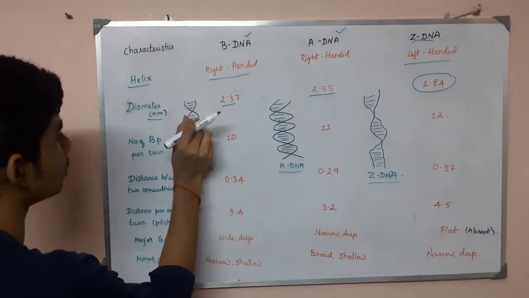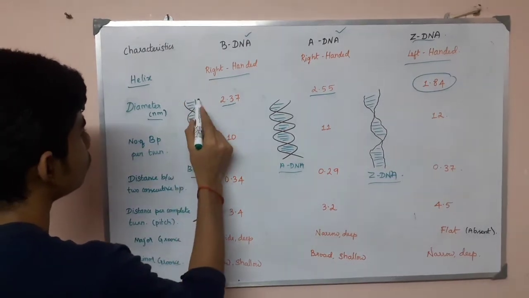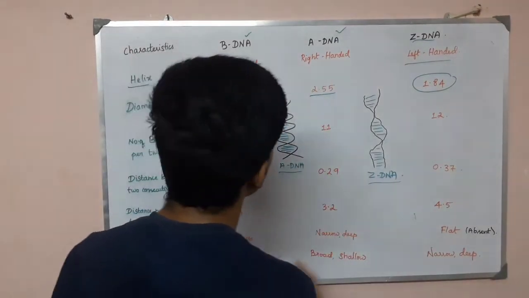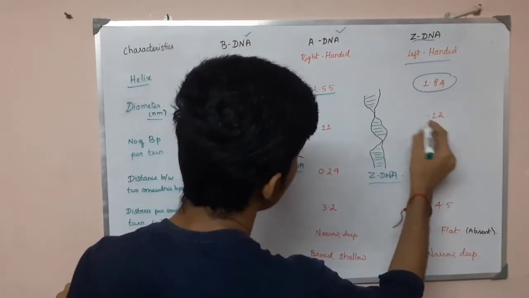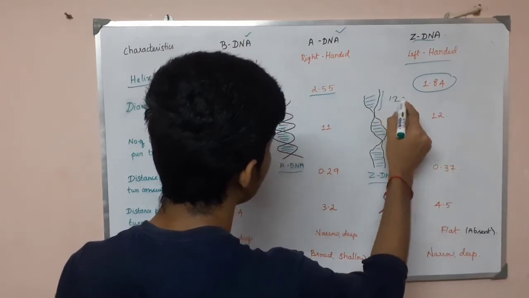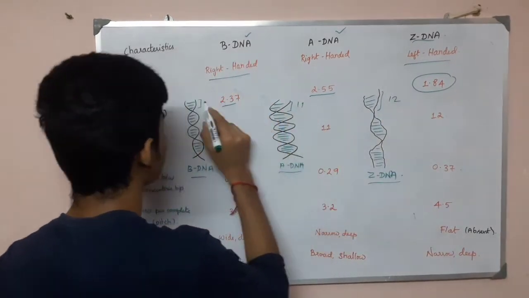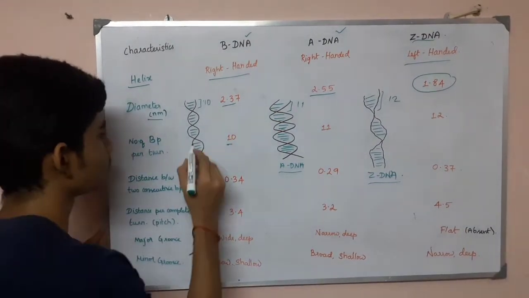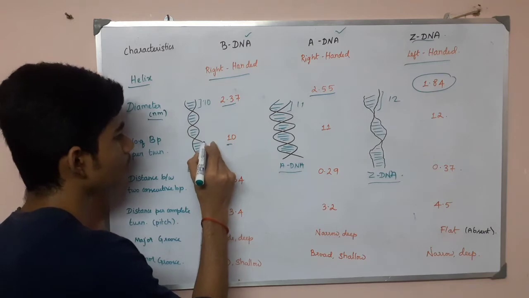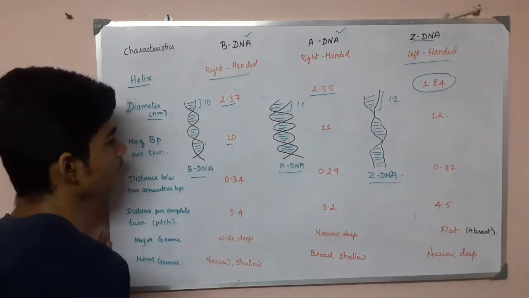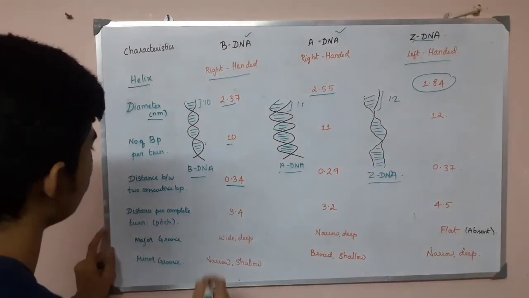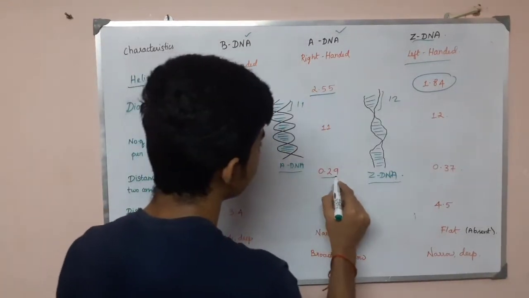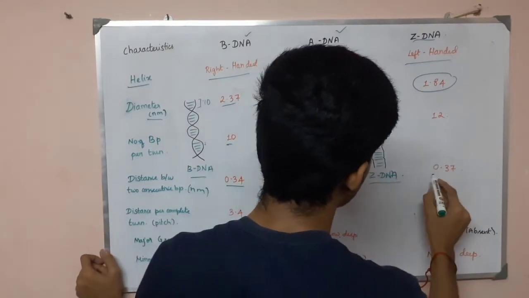Number of base pairs per turn of the DNA: this is one turn, this another turn, this another turn. So per turn of B-DNA it is 10, for A-DNA it is 11, and for Z-DNA it is 12. And the distance between two consecutive base pairs, this one base pair and this another base pair, is 0.34 nanometer for B-DNA, 0.29 nanometer for A-DNA, and 0.37 nanometer for Z-DNA.